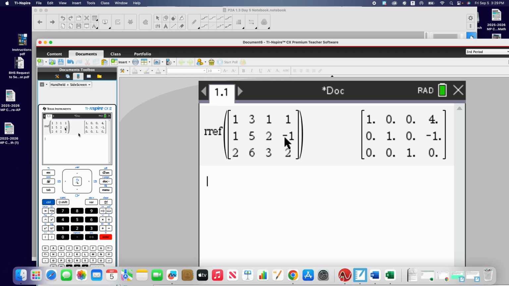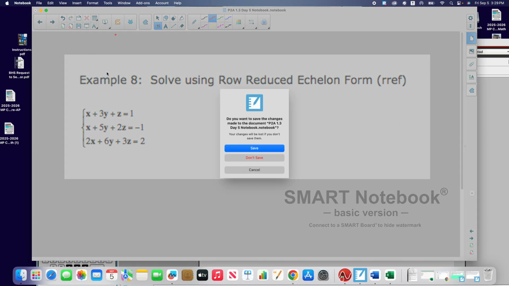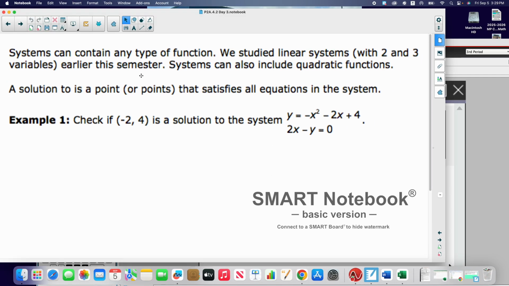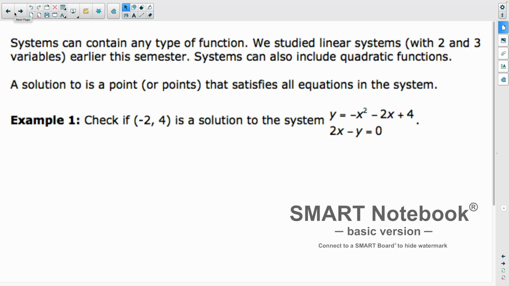Okay. Now, what we want to do today is we've been talking about systems, but we're going to talk about a different system, and we're going to look at some others there. The next system I want to look at is systems that have quadratics in them. So we've been doing a lot of linear systems, 2 variable, 3 variable systems, but now we're throwing in a quadratic, the one that's got the x squared in it and so forth.